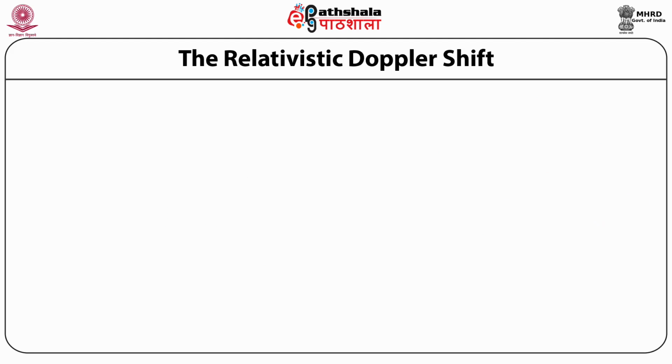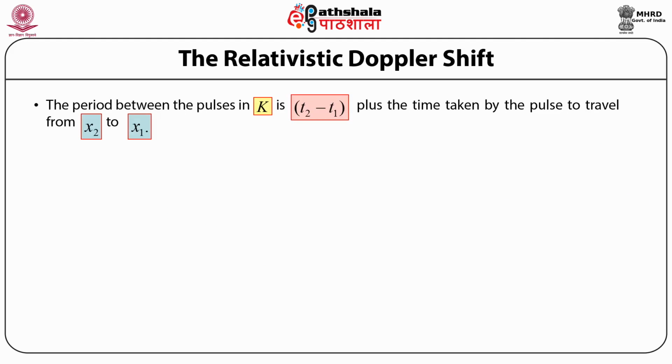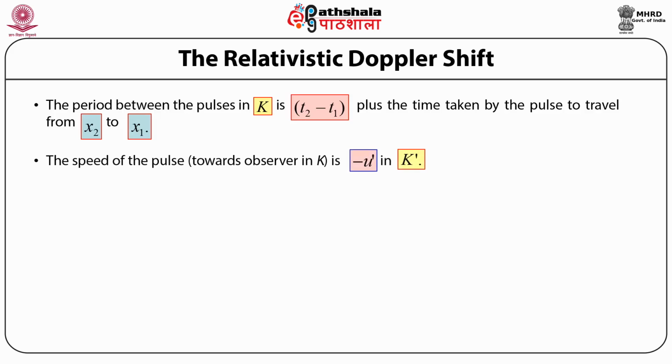The relativistic Doppler shift. So the period between the pulses in the k frame of reference between these two events is t2 minus t1 plus the time taken by the pulse to travel from x2 to x1. Now the speed of the pulse towards the observer in the k frame of reference is minus u prime, if we are assuming that the frame of reference k prime was moving with respect to the frame of reference k.